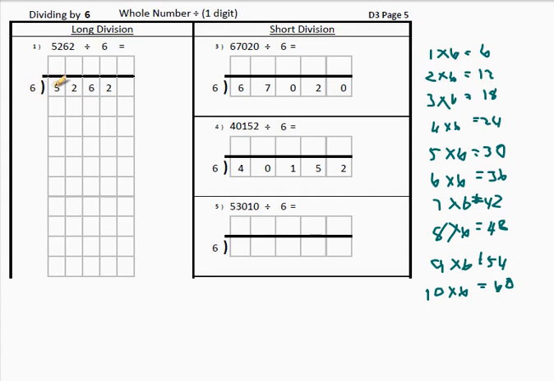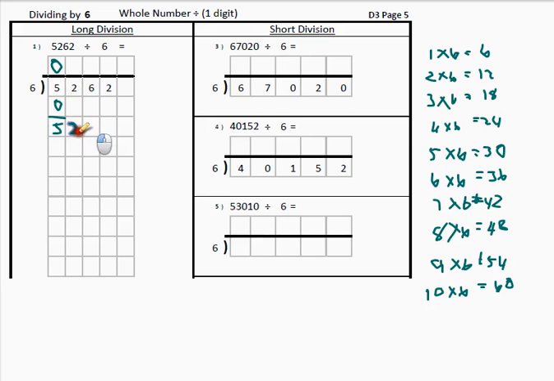6 go in 5 how many times? It doesn't, it's a 0. Now do remember the 0, very important, it's a placeholder, you have to have it because it's going to help you not to make a mistake. Okay, 0 times 6 is 0, and then we take away 5, take away 0 is 5. My remainder is 5. I bring down the next number.